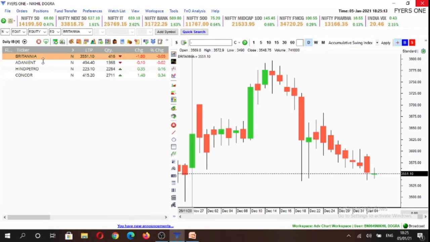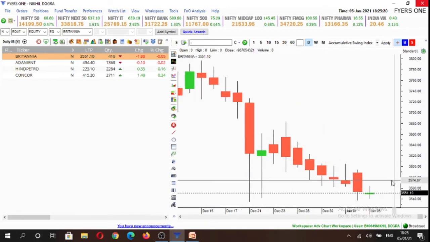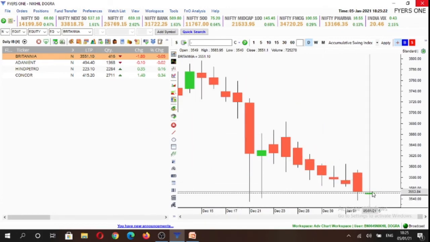Now, we are going to be analyzing our stock watch list for tomorrow. The stocks that we have chosen are Britannia, Adani Enterprises, Hind Petro, and Concor. So if we see Britannia, it's an inside candle. So we'll look for breakout in either side of the direction, as inside candles they're formed when there is an equilibrium between both the buyers and the sellers. So tomorrow in Britannia we'll look for buying opportunities only above 3,564 levels, or we'll look for selling opportunity below 3,539.9 levels. And in between the high-low range, we'll not be making any trades in Britannia.